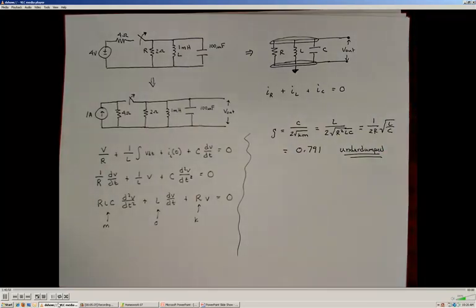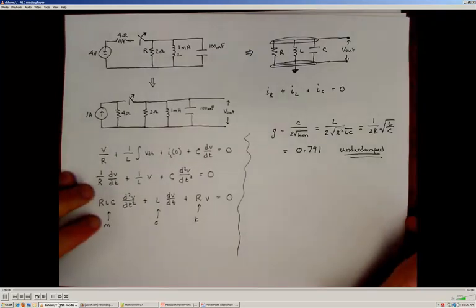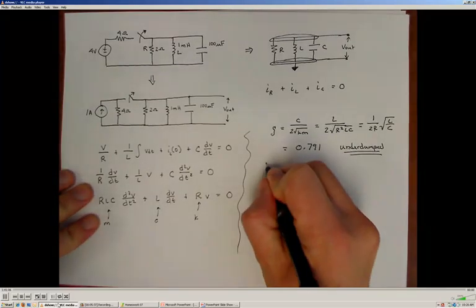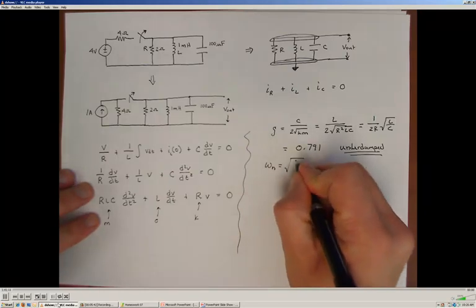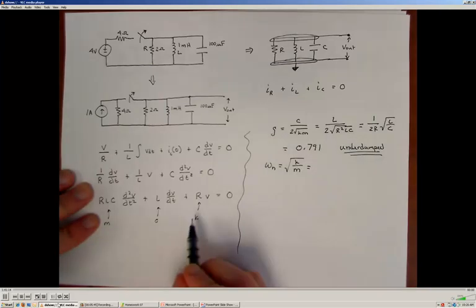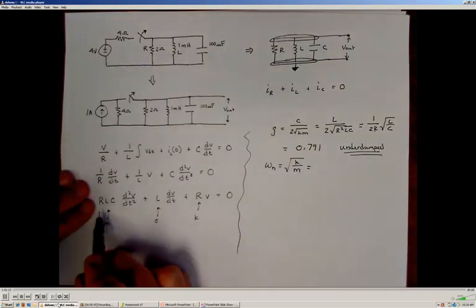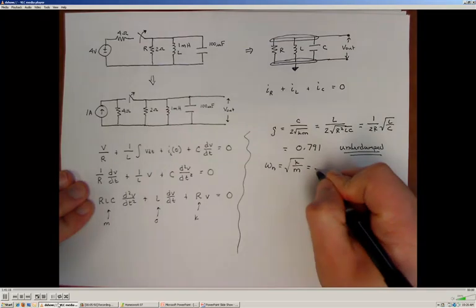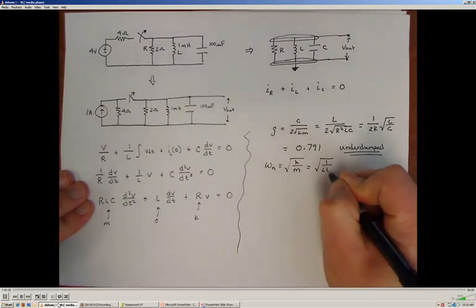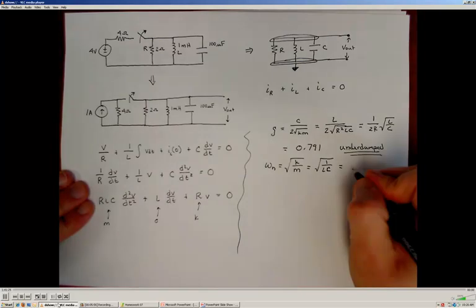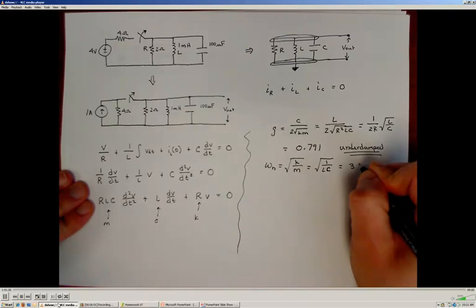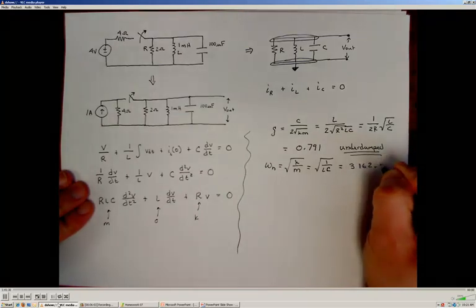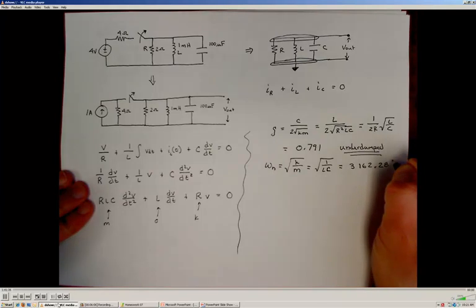Knowing that I have an underdamped second-order system, I know that I will need a couple of other key pieces of information. First of all, I'll need the natural frequency, omega n. Omega n is given as the square root of k over m, which in our case will be the square root of 1 over LC. And when I plug in values, I get a natural frequency of 3,162.28 radians per second.